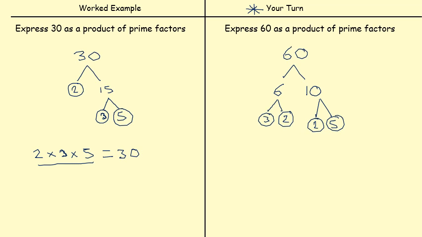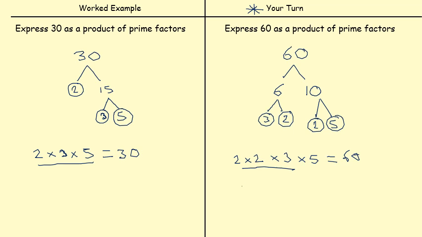Okay, so really important that you write the numbers in order of smallest to biggest. So I've got 2 times 2, these are my smallest numbers, multiplied by 3 and multiplied by 5. And we can say that equals 60. So the answer is this bit here.